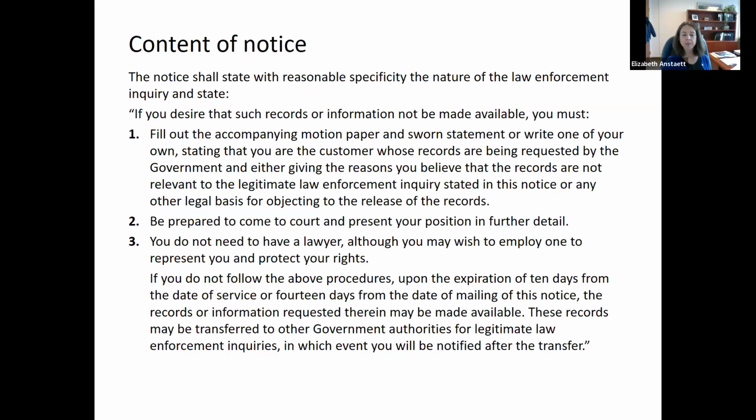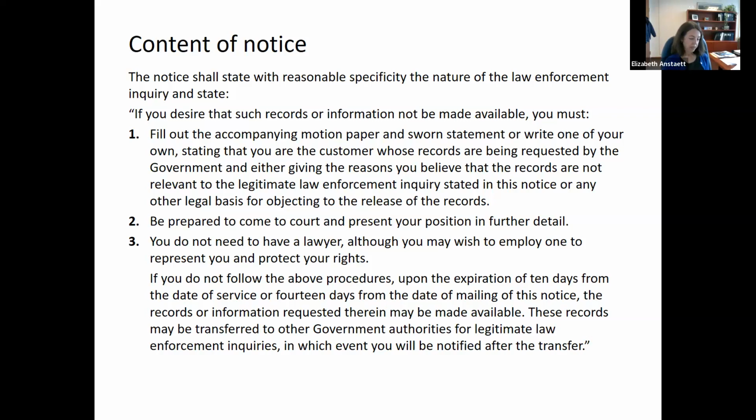The federal law provides that if a bank has been requested to disclose individuals' financial records, they must send a notice that says, we've been asked to disclose your records. If you don't think we should, let us know in writing, be prepared to come to court and present your position. And you don't have to get a lawyer, although you may want one. The key part is that if you do nothing in 10 days or 14 days, 10 days from service or 14 days from mailing, the government will get the records, as we assume your silence meant your consent. And again, we see that in most of the privacy laws.